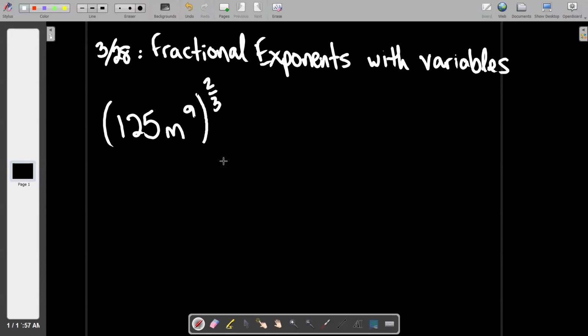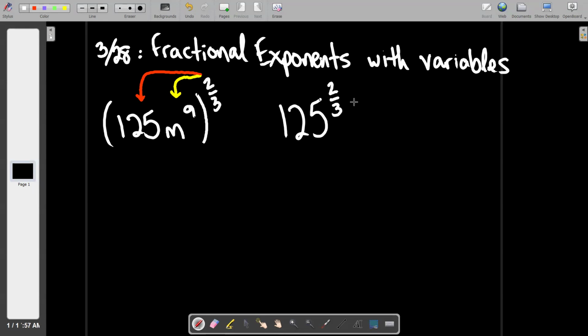So patiently, just like before, we're going to take the exponent on the outside and we're going to distribute it first to the 125. And then second, we're going to distribute it to the variable. So we want to do this in steps. Part of this is what we learned yesterday, and that's the first part. So we're going to take the number 125, and we're going to raise it to the power of 2/3. Right? And that's a math problem.